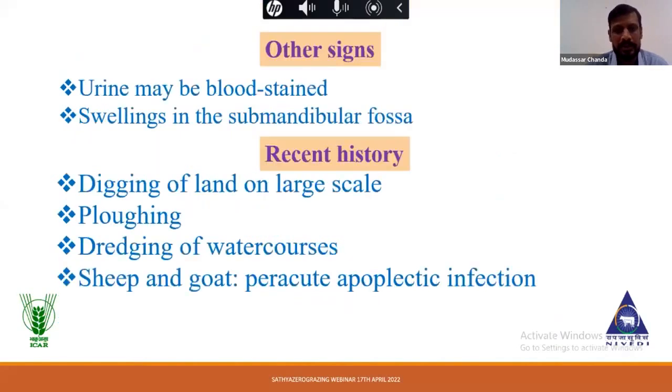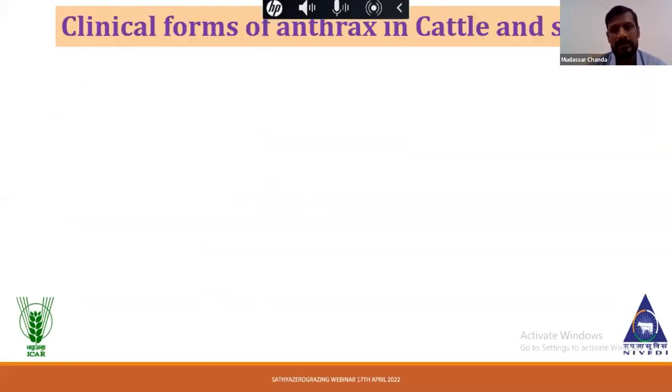Other signs are important. And recent history collection is also important. In the case of anthrax, we have noticed most of the time there is some disturbance in the land. There is digging, plowing, or something which has unearthed the spores, and then maybe some flooding, and animals get infected. I'll just give you examples of clinical forms, because these things are important when you are doing the investigation.